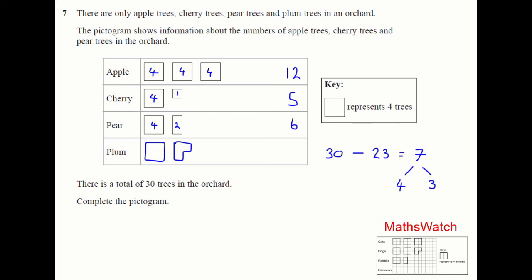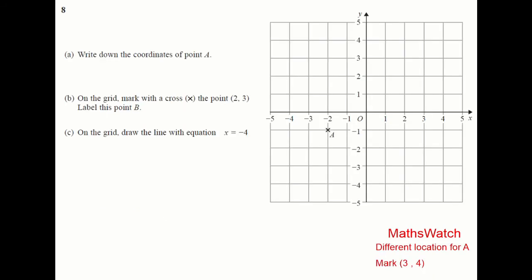Question 8. Write down the coordinates of point A. When we're talking about coordinates, coordinates are always in the format of x followed by y. So the number from the x-axis goes first, and the number from the y-axis goes second.